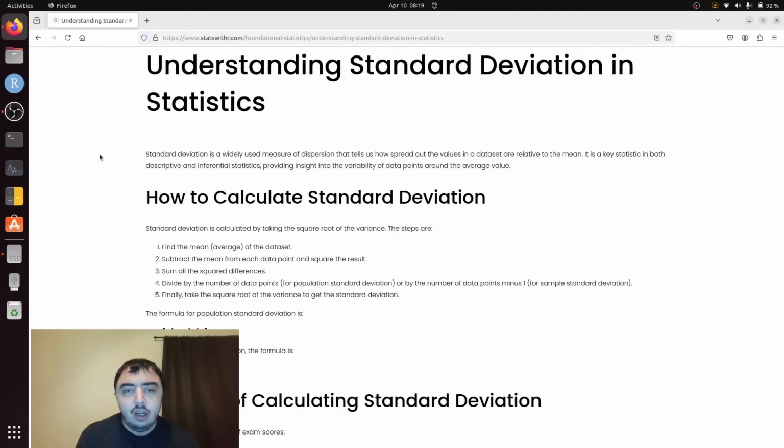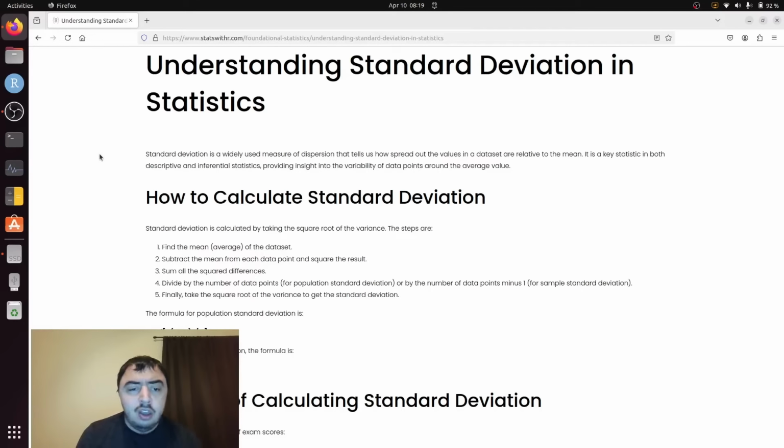Today I'm talking about standard deviation. Standard deviation is a measure of the spread of your dataset. It's like variance, although standard deviation is in more interpretable units. Variance is in squared deviation from the mean, so the average squared deviation from the mean, whereas standard deviation is not average deviation from the mean.